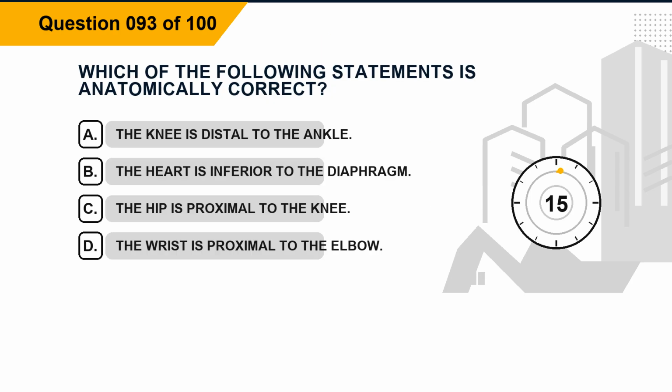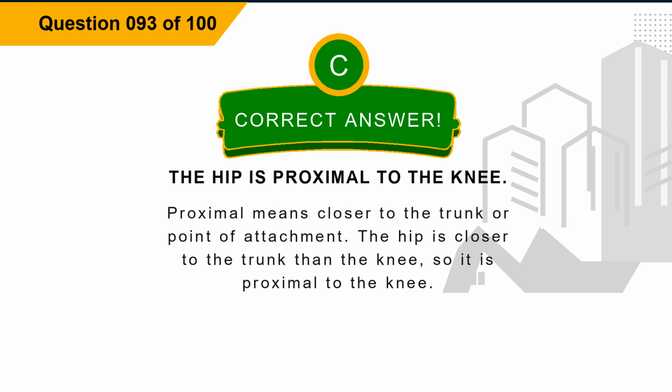Question 93. Which of the following statements is anatomically correct? Option A, the knee is distal to the ankle. Option B, the heart is inferior to the diaphragm. Option C, the hip is proximal to the knee. Option D, the wrist is proximal to the elbow. The correct answer is option C, the hip is proximal to the knee. Explanation. Proximal means closer to the trunk or point of attachment. The hip is closer to the trunk than the knee, so it is proximal to the knee.